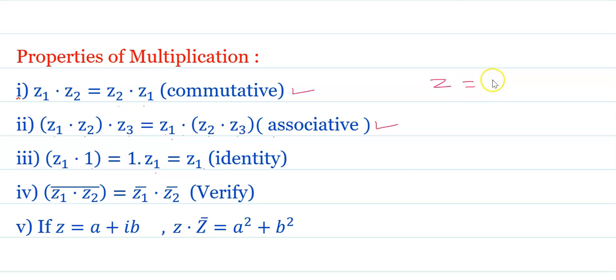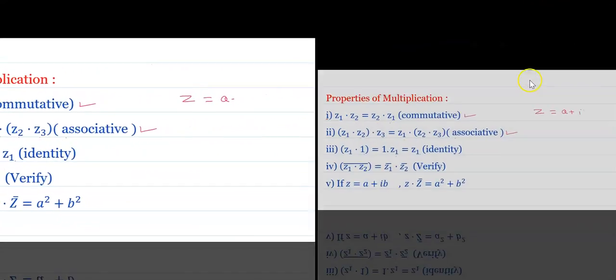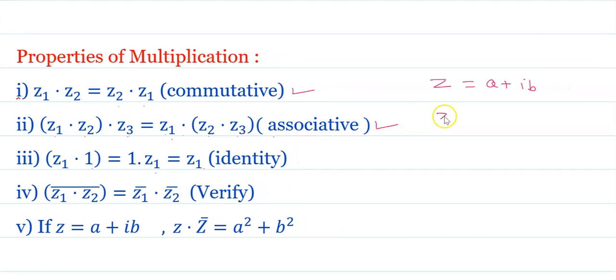Okay, here is a plus ib. What about its conjugate? Its conjugate is a minus ib. Now their multiplication: z dot z bar is equal to a plus ib, this is the first one, and the second is a minus ib.